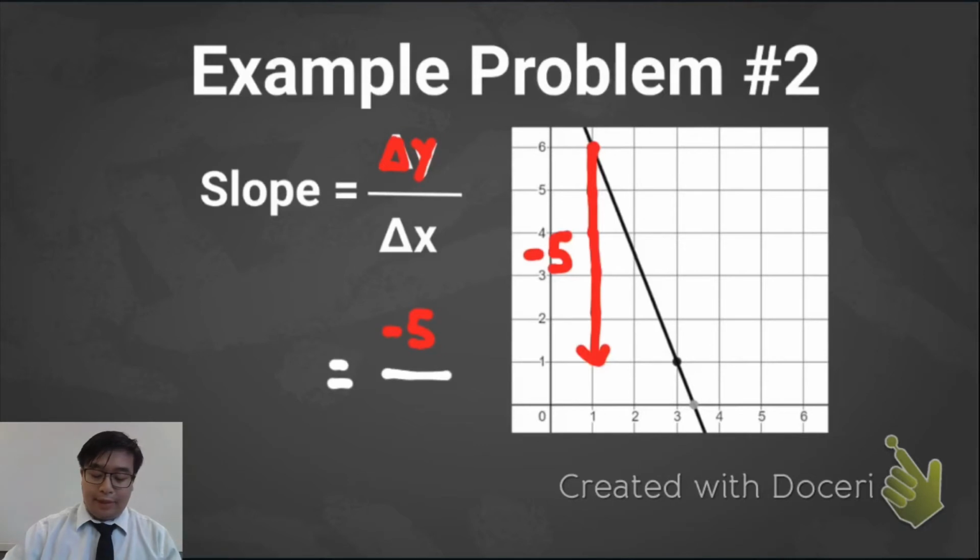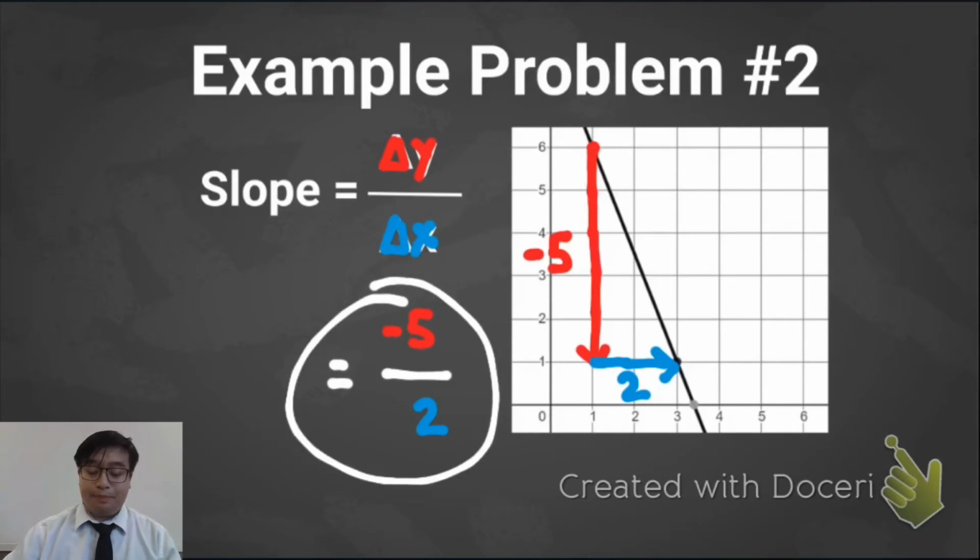Now let's find my change in x. How many spaces to the right do I need to move in order to reach my point? 1, 2. And so I know my change in x is going to be 2. And again, I follow the path of this triangle in order to get from one point to the next. So I know the slope of this graph is going to be negative 5 over 2.